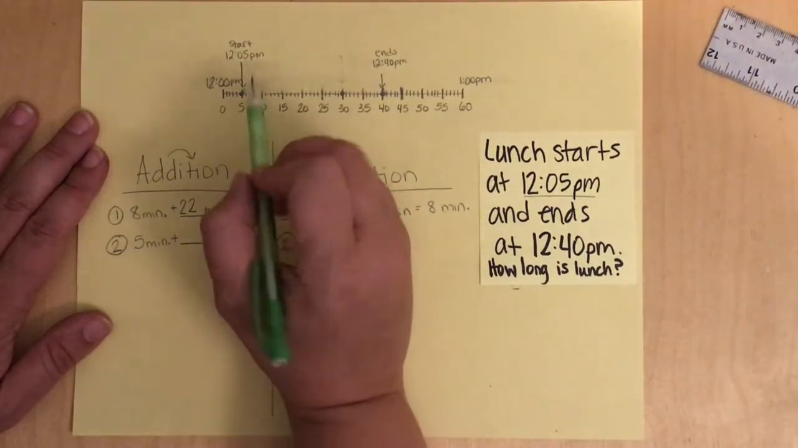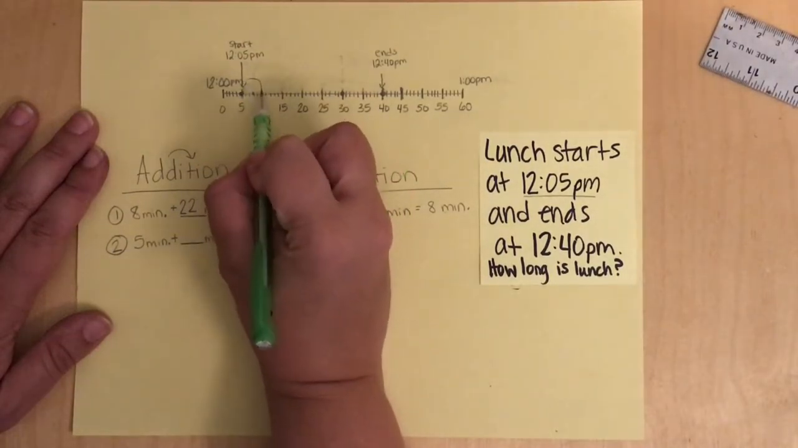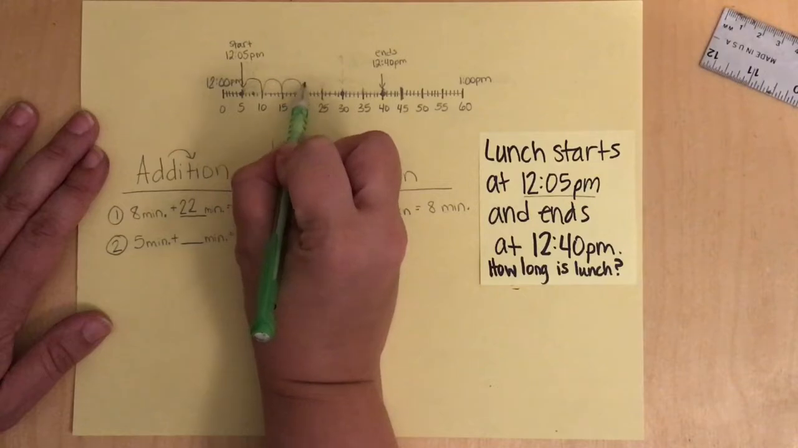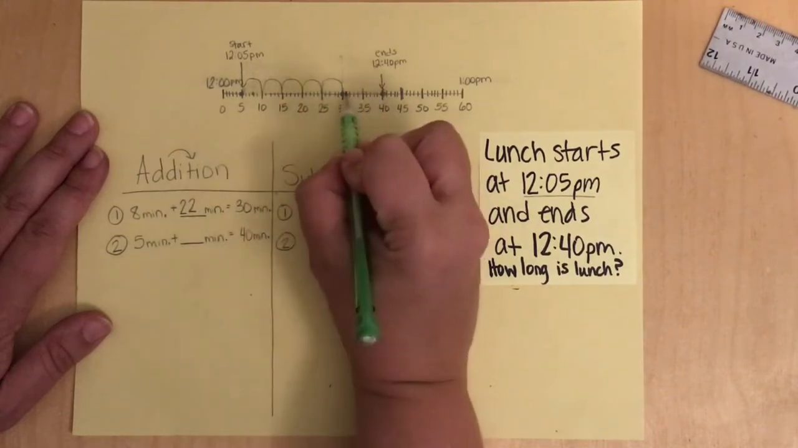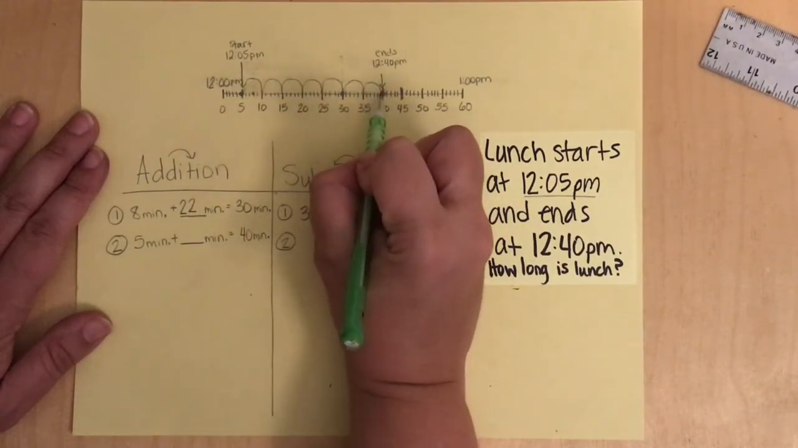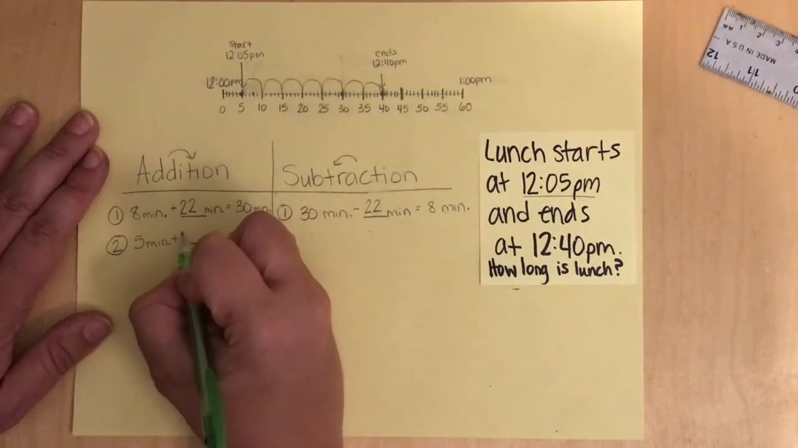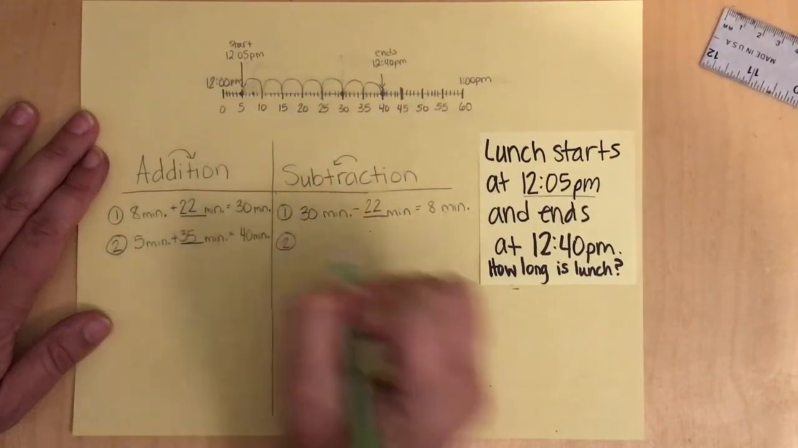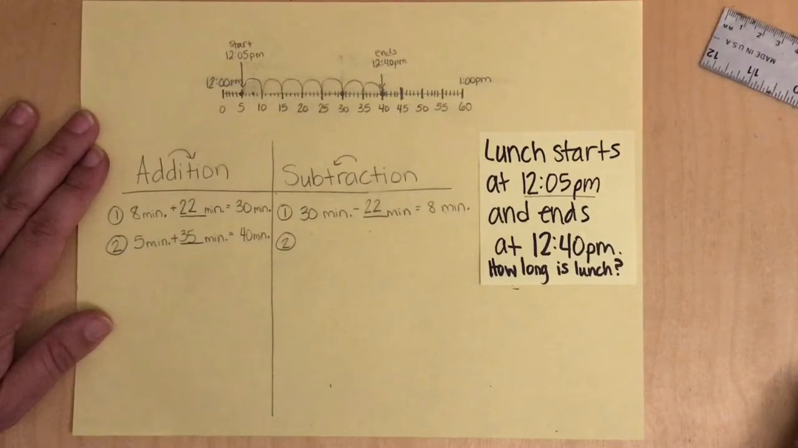Okay, I will show you the answer. 5, 10, 15, 20, 25, 30, 35. I had to jump 35 minutes to get to 40 minutes. So 5 minutes plus 35 minutes equals 40 minutes. So 35 minutes is how long lunch is.